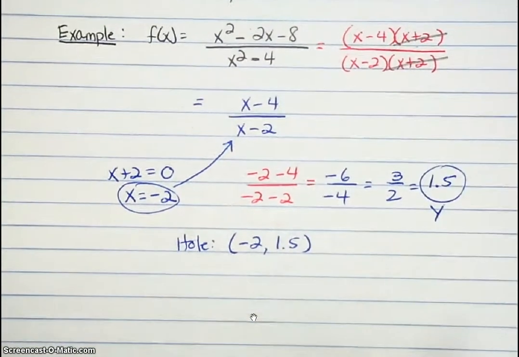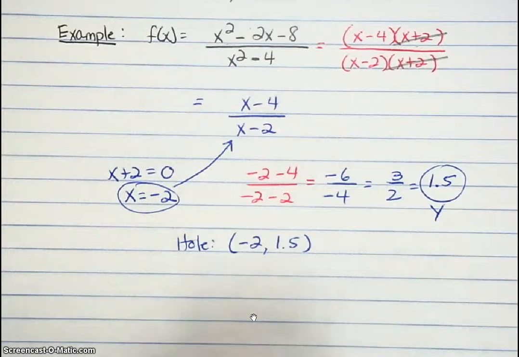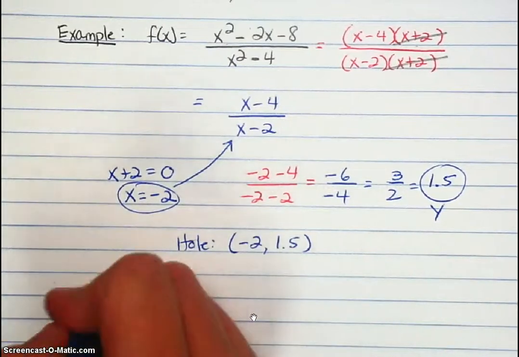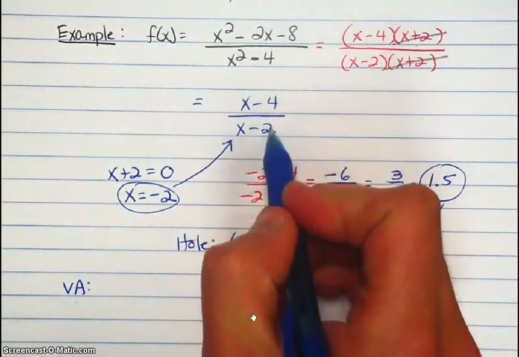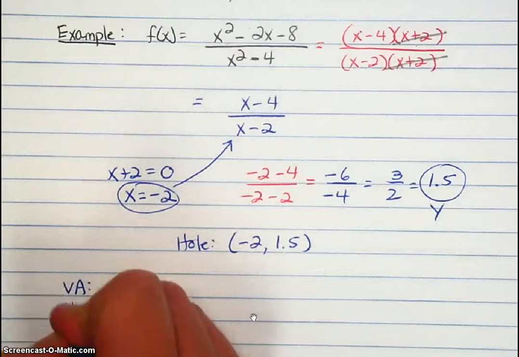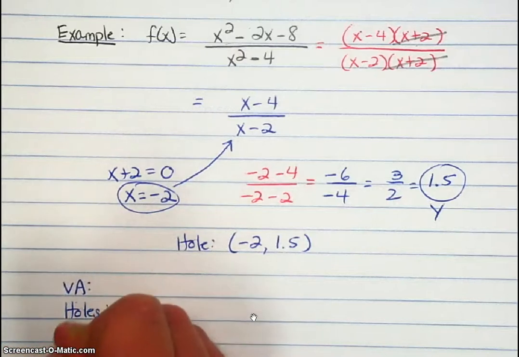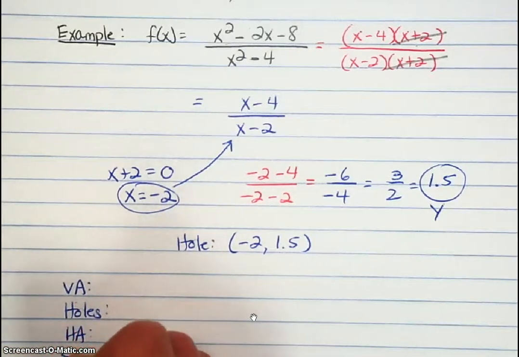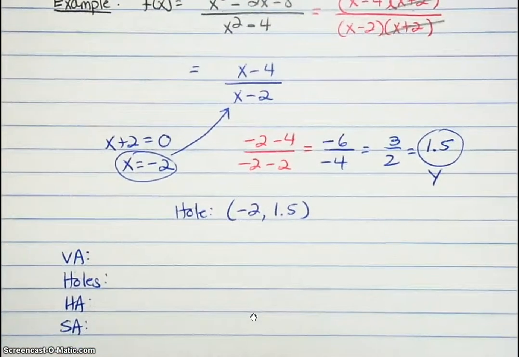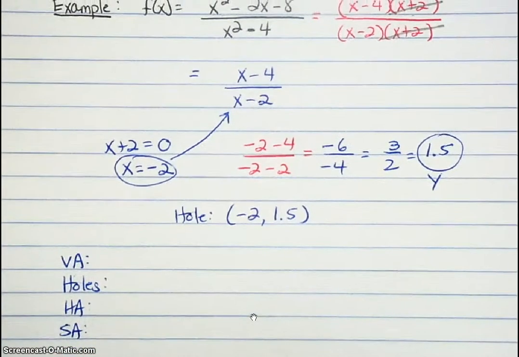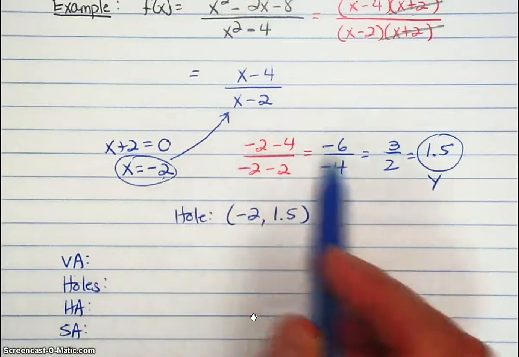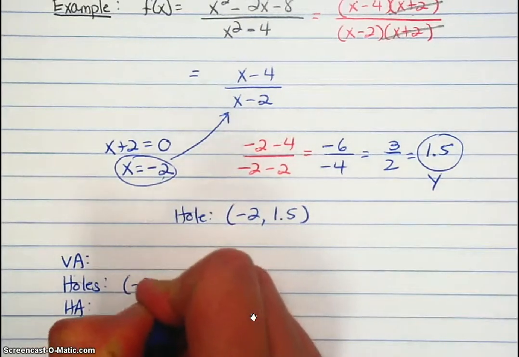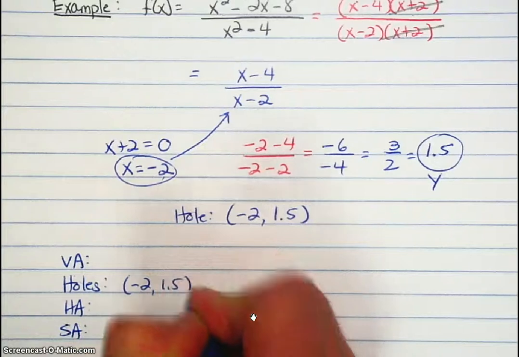Okay? So in looking at this problem here, if we were going to do sort of what we've been doing, let's just go through our process here. Well, let's just do this. We'll go holes, vertical asymptote, horizontal, slant. Let's just look at it from that perspective. So in this problem, if we were going to do this, we would factor it first. We found out that our hole is -2. We got the y value, that is 1.5. So we would write that as our hole.